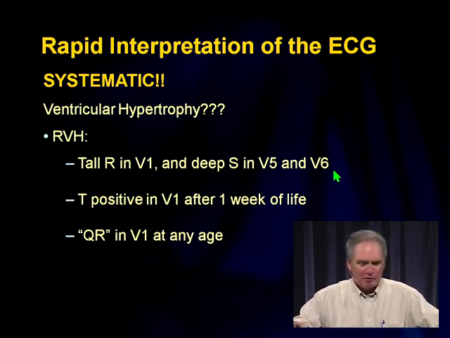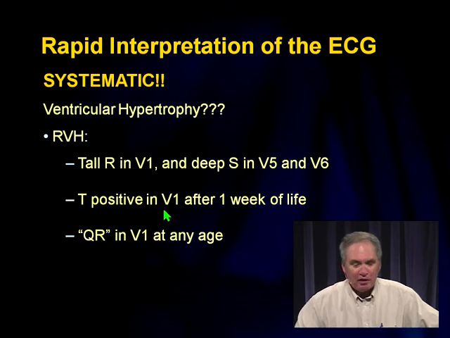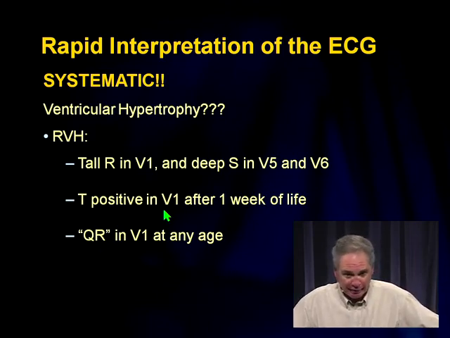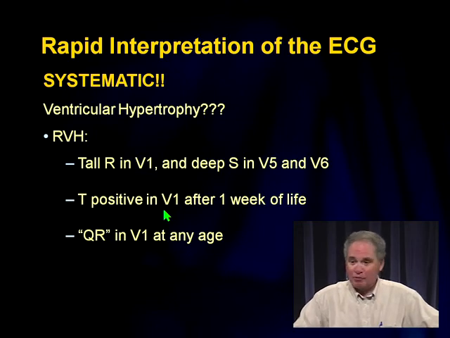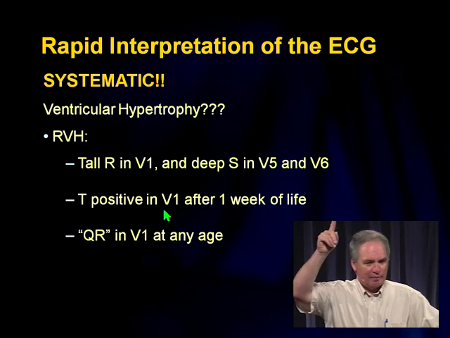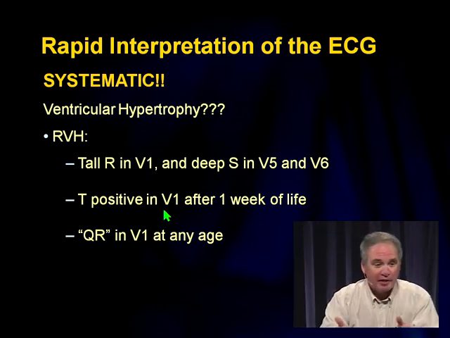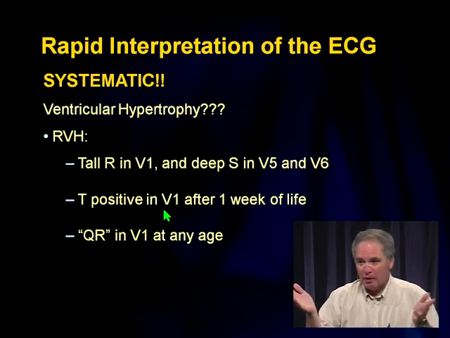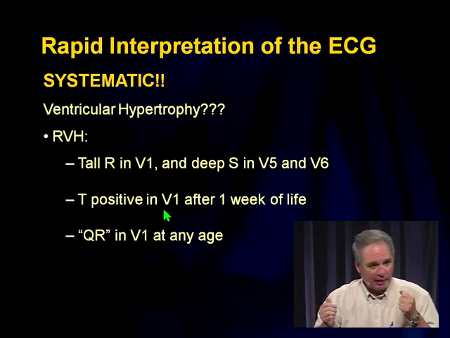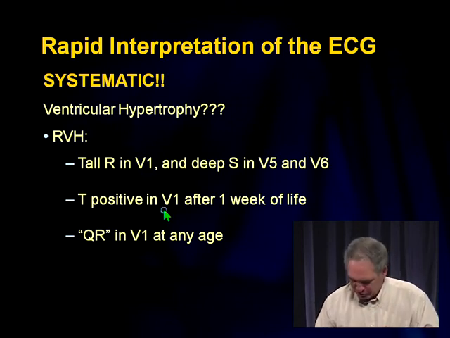Here's one you guys sometimes forget about. A positive T wave in V1 is normal at birth, but then by about age 3 days or 4 days or 5 days, it should flip to become negative. If it doesn't, that's right ventricular hypertrophy. And then a QR pattern in V1 at any age is right ventricular hypertrophy. Summarizing, big R waves in V1 or V2, right ventricular hypertrophy. Okay? Positive T wave after about a week of age, right ventricular hypertrophy.